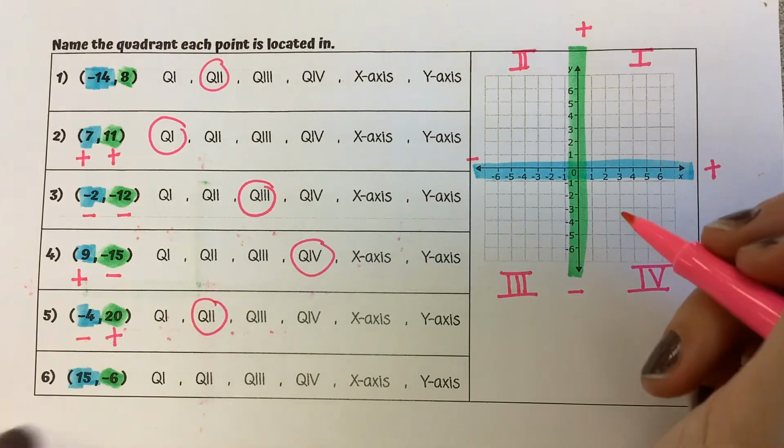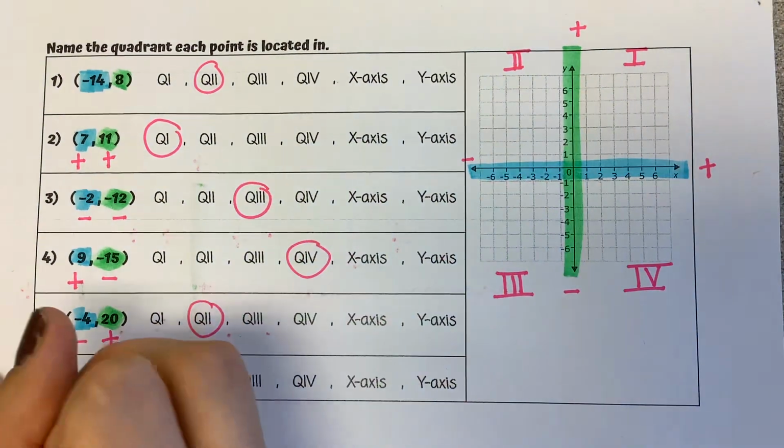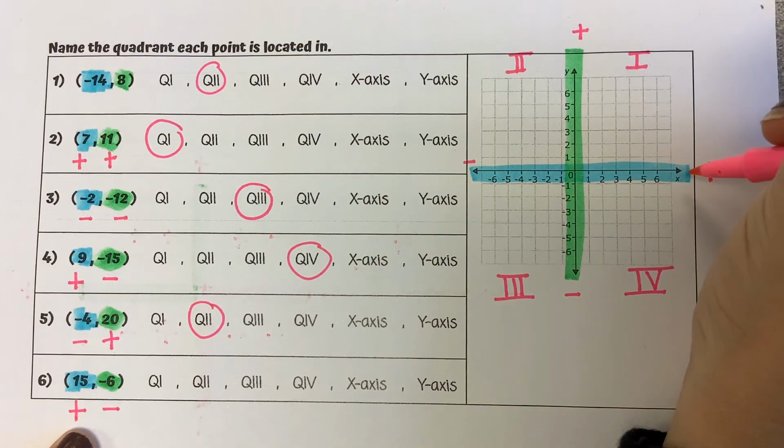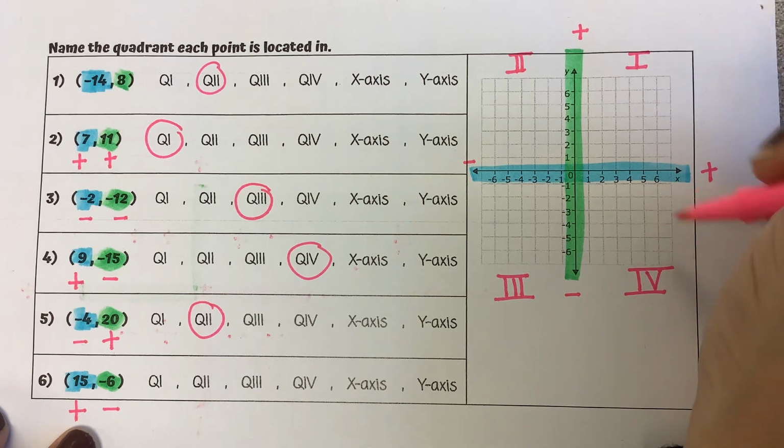And last one, our x value is positive, our y value is negative. So x is positive, we go to the right. Y is negative, we go down. That is in quadrant 4.